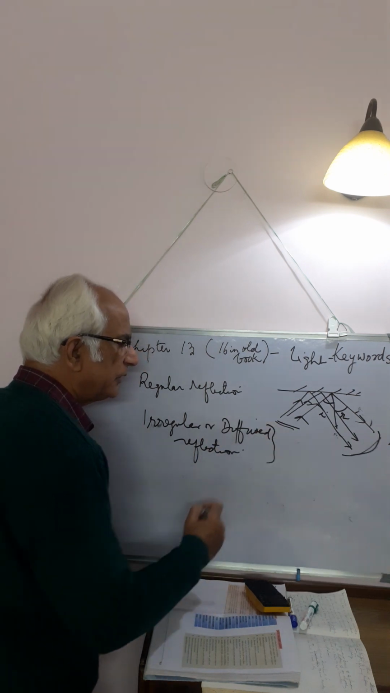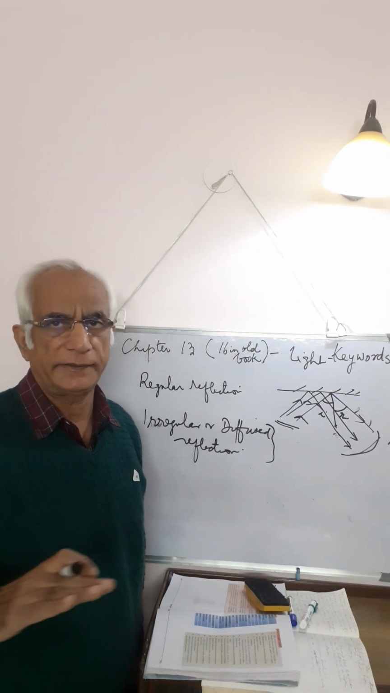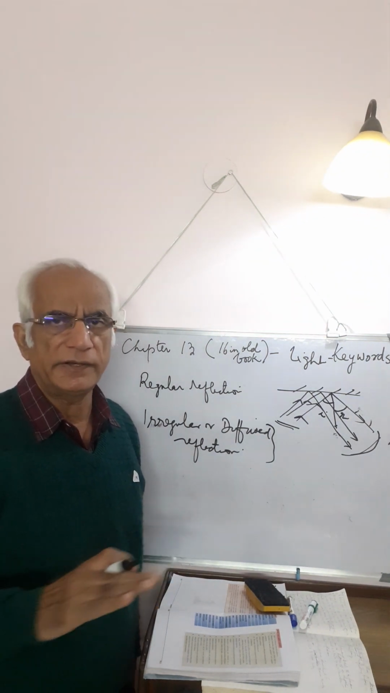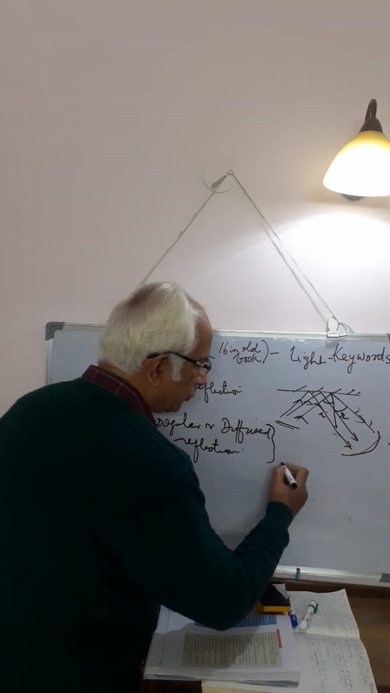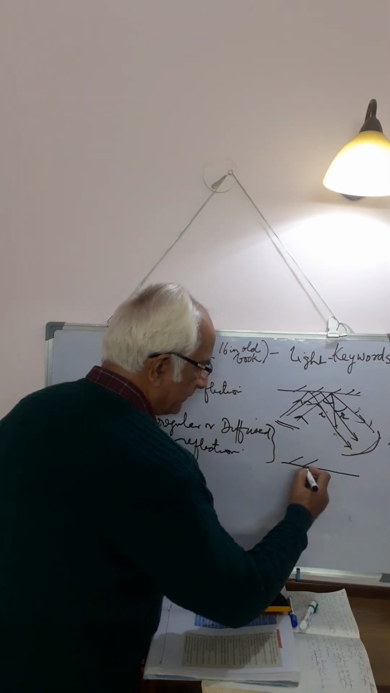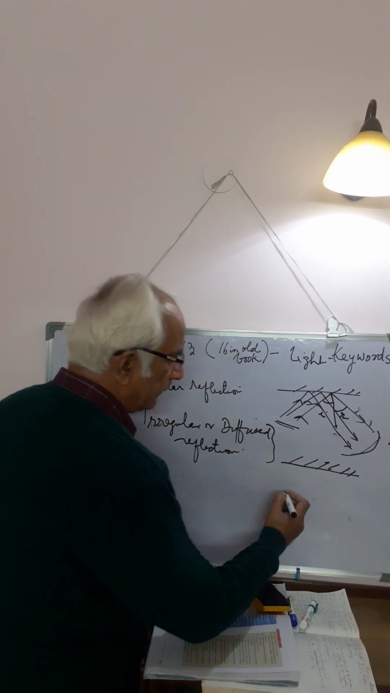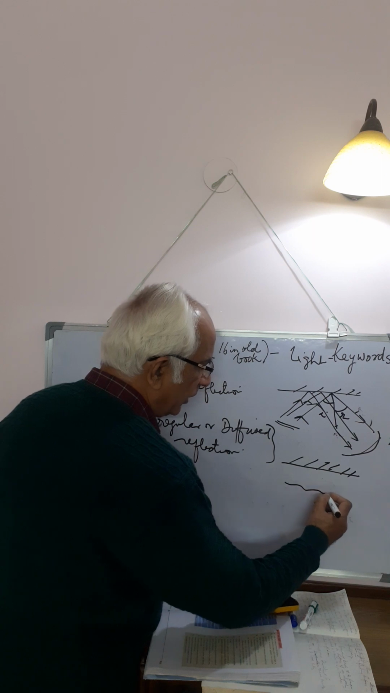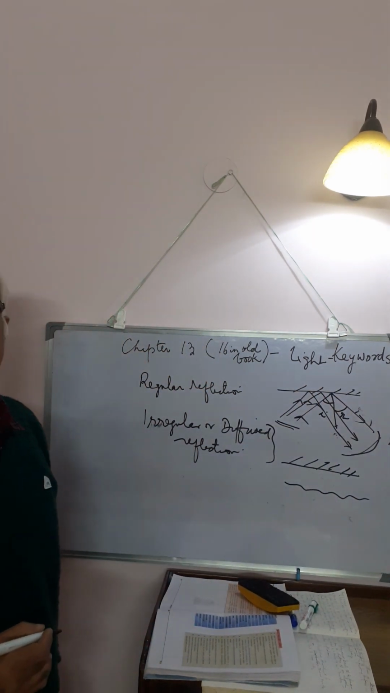This normally happens when the reflecting surface is not perfectly plane. It is uneven. So a mirror's surface is perfectly plane. But let us say a paper, the surface is not evenly plane.